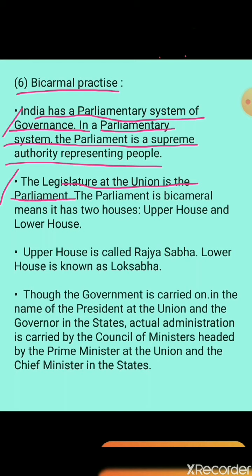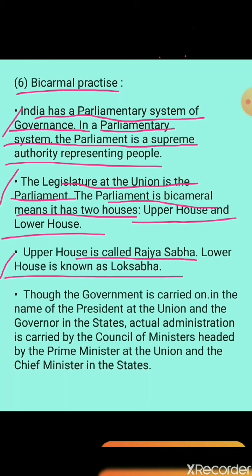Next, the legislature at the union is the parliament. Okay, at the central level you see the legislature, that is the parliament. The parliament is bicameral, means it has two houses, the upper house and the lower house. The upper house is called Rajya Sabha and the lower house is known as Lok Sabha.